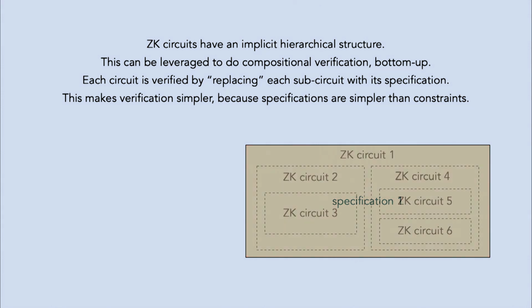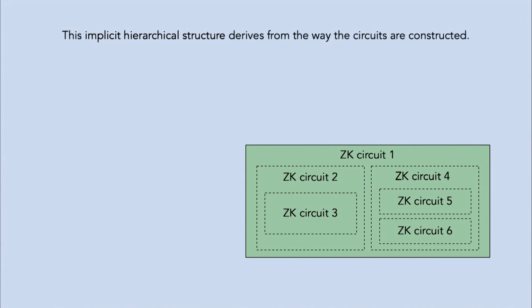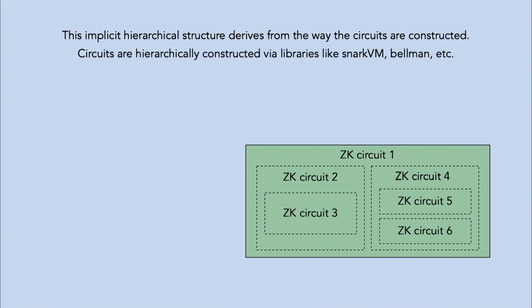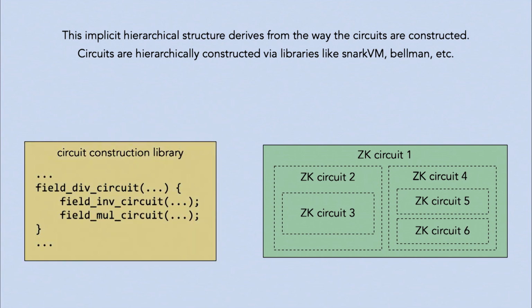Let's go back to the hierarchical structure of the circuits. So where does it come from? Or not, since it's not really there. Well, it sort of comes from the way circuits are constructed, which is via libraries, typically, such as our own SnarkVM or the Bellman library, very popular, or other similar libraries. So I'm going to use the color yellow for these libraries that build circuits. So conceptually, these libraries look like this.